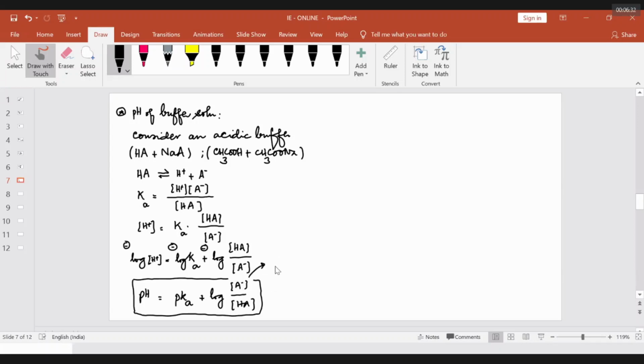Especially IIT students, right? We are having A minus. What is A minus? A minus is the concentration of acetate ion, right? I am saying acetate ion, but in place of that, it is given as conjugate base, a new way of learning. We are not saying concentration of acetate ion, we are talking about concentration of conjugate base.